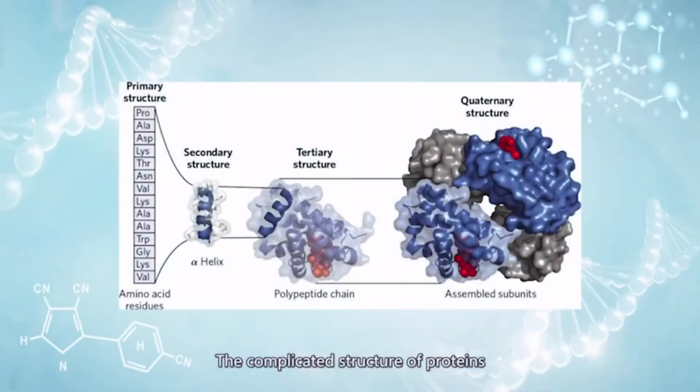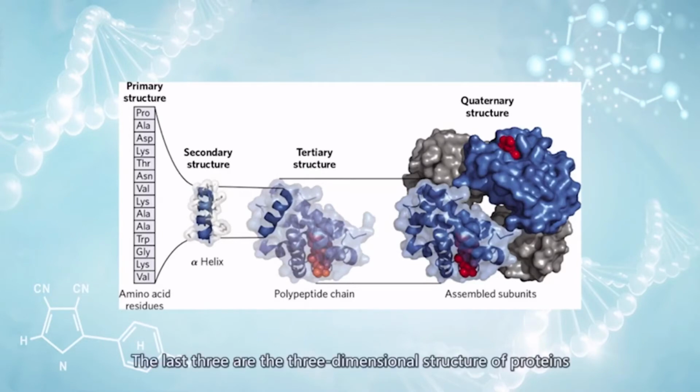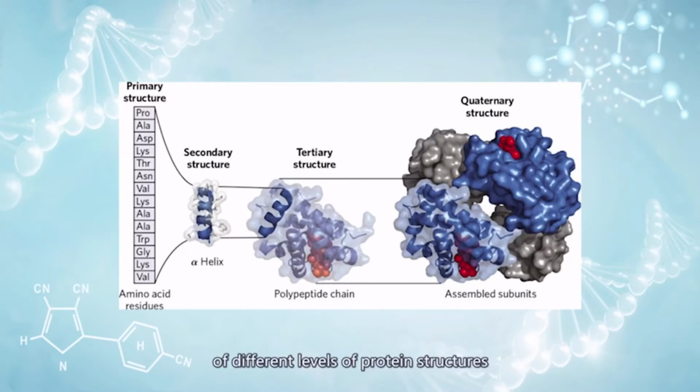The complicated structure of proteins can be conceptually described at four levels, including primary structure, secondary structure, tertiary, and quaternary structure. The last three are the three-dimensional structure of proteins. In this and the following sections, we will introduce the characteristics of different levels of protein structures. Here in this section, let's first discuss the primary structure of proteins.